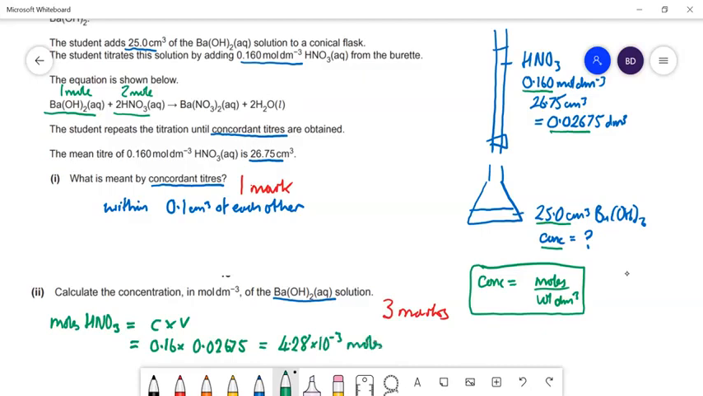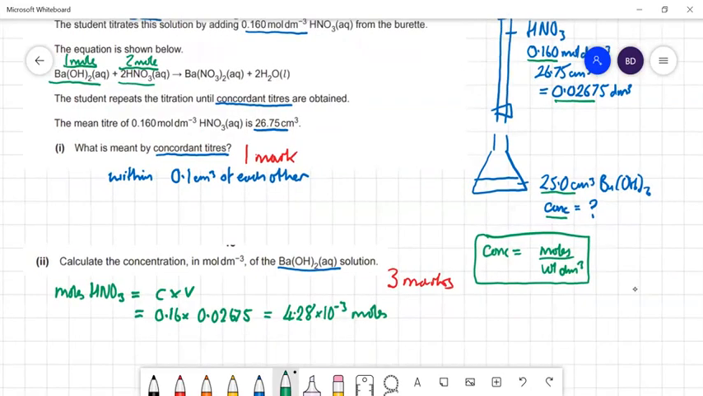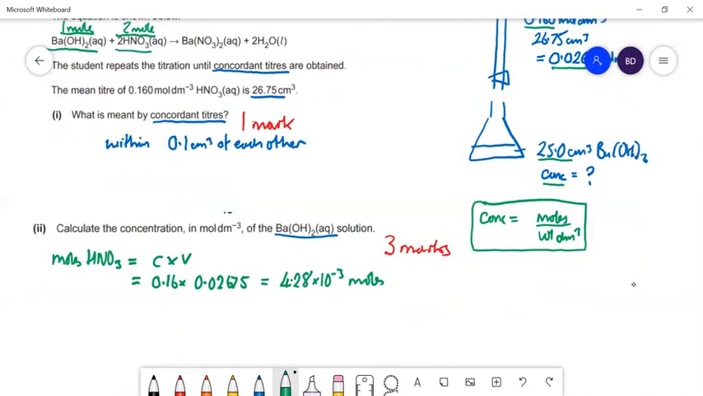Now, 1 mole of barium hydroxide needs 2 moles of nitric acid. So what's the moles of barium hydroxide we've got? Let's do that. That's equal to a half. We need half the moles of 4.28 times 10 to the minus 3. That gives us 2.14 times 10 to the minus 3.